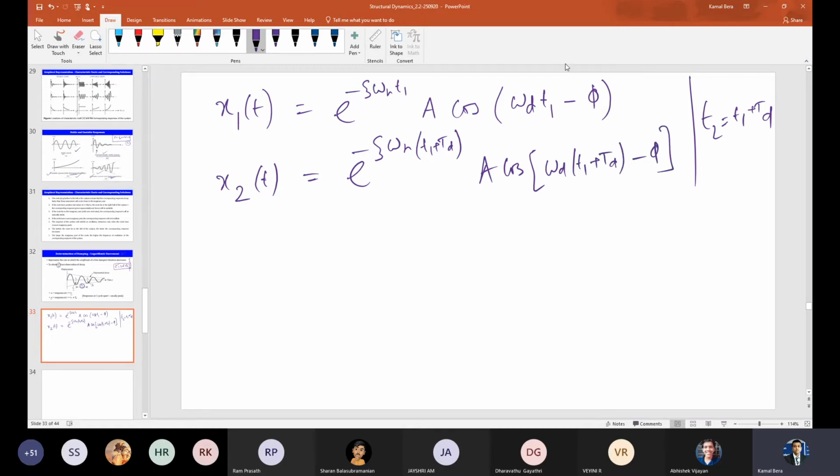Use the trigonometric identity or whatever manipulation, simplification. Tell me what is the ratio. Simplify it with the relation you already know, that Td is equal to 2 pi by omega d. Any doubt here?